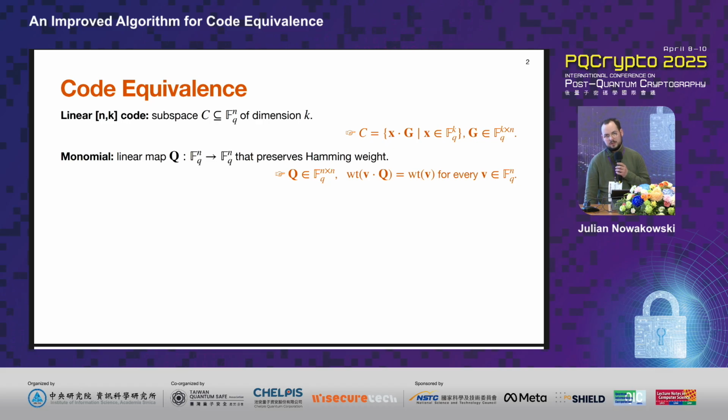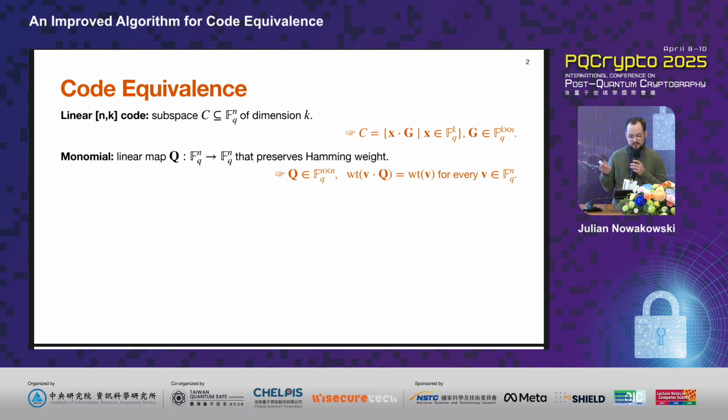A monomial is a linear map Q that goes from F_q^n to F_q^n, and it has to preserve Hamming weight. What does that mean? Well, first of all, a linear map from F_q^n to F_q^n simply means that Q can be described by an n times n matrix over F_q. And preserving Hamming weight means the following.